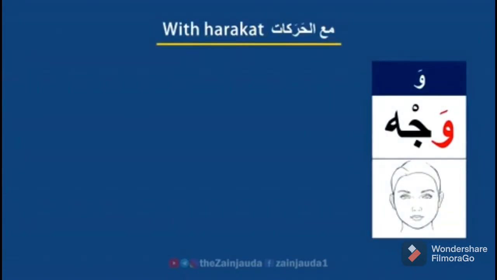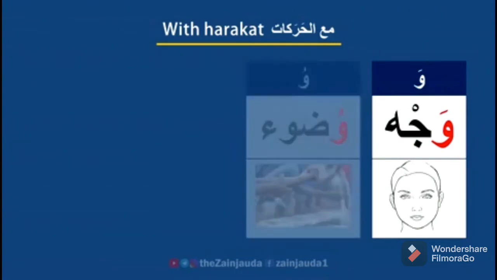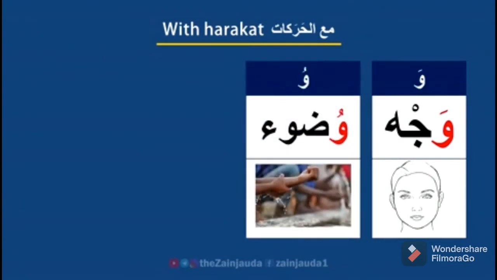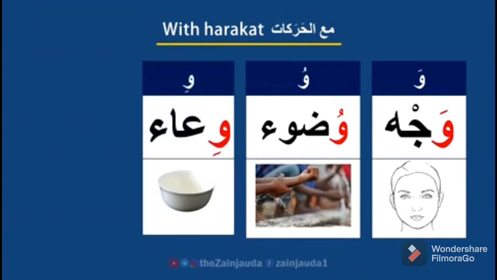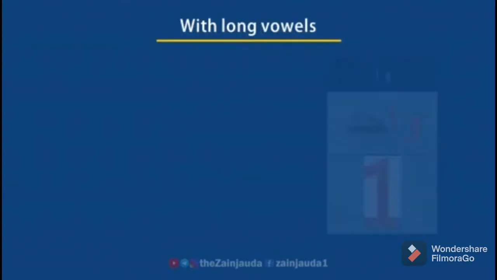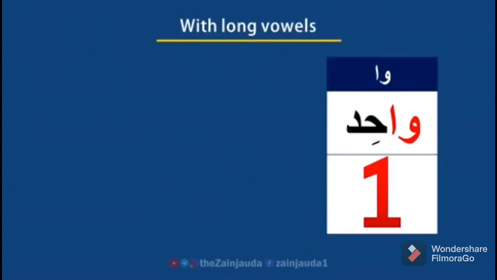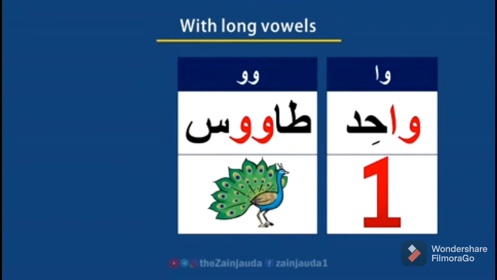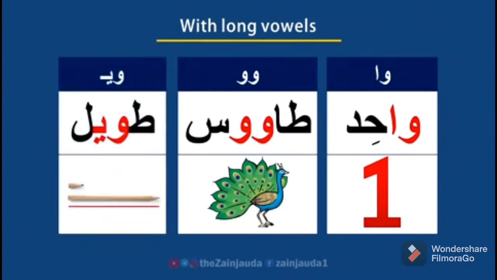Examples of waw: with the fatha, wajh. With the dhamma, wudu. With the kasra, wi'a. And with sukoon, lawn. Now with long vowels, wahid, طاووس, طويل, which means long.